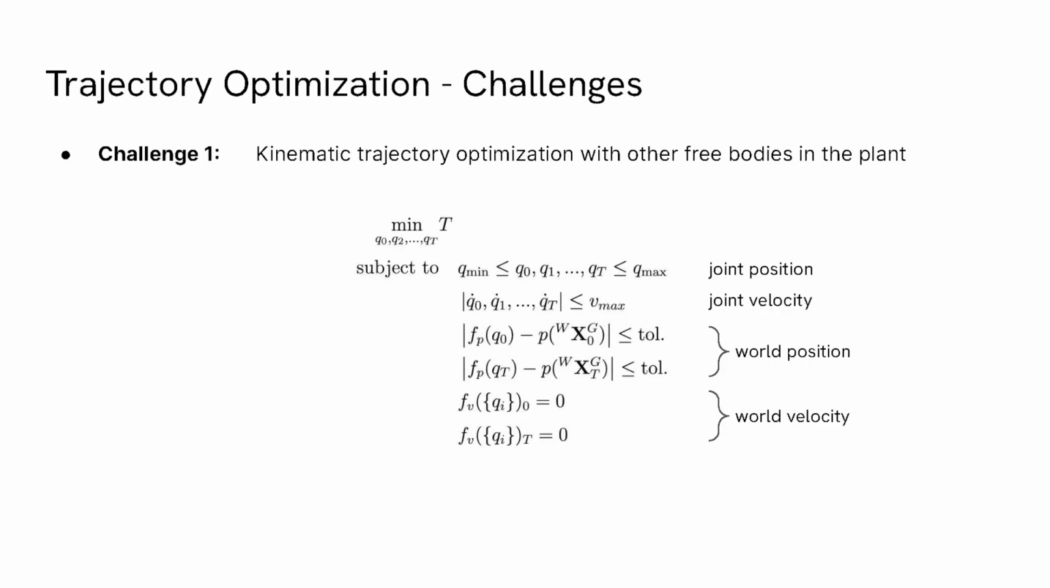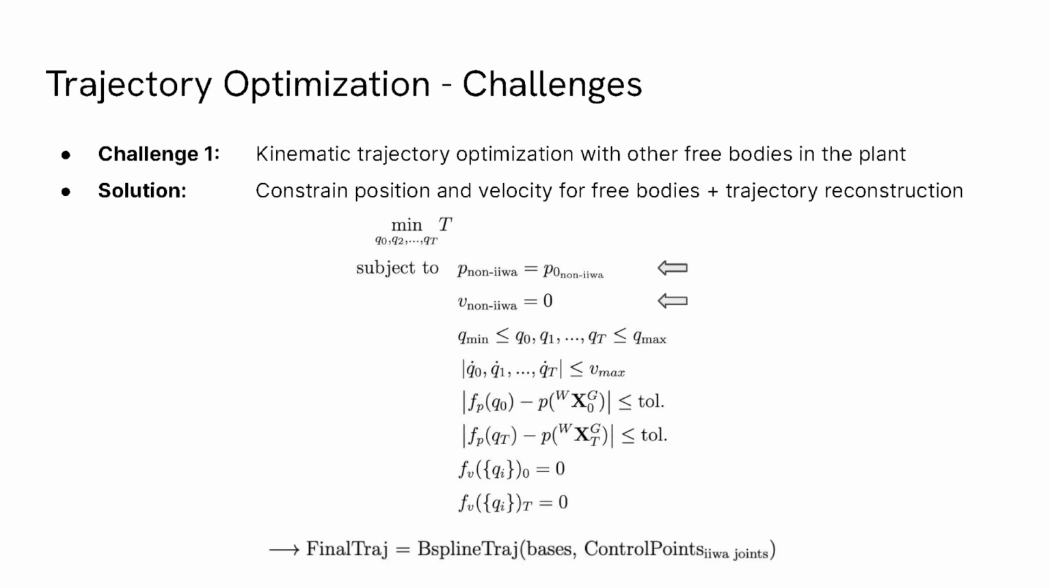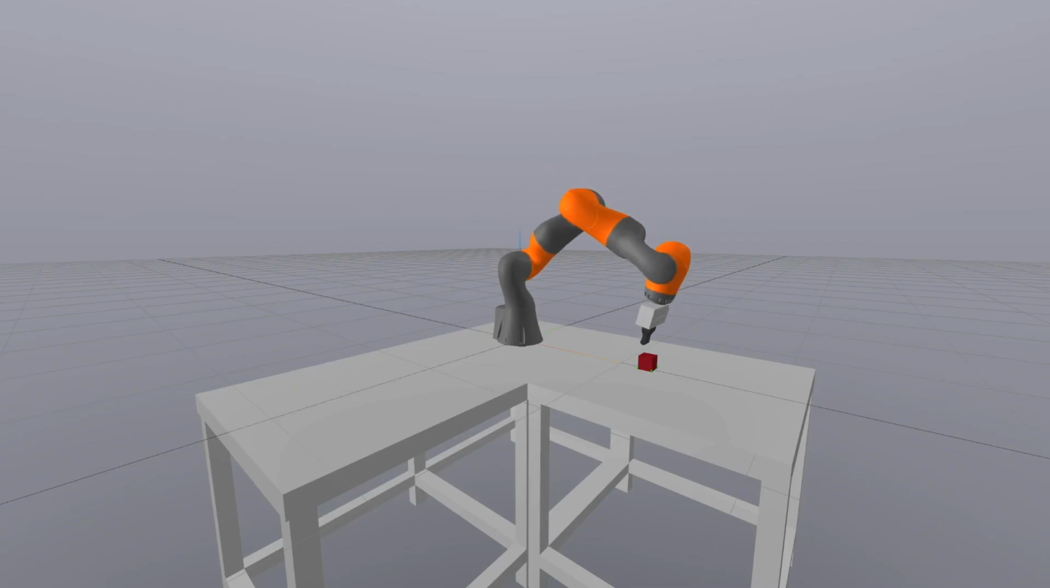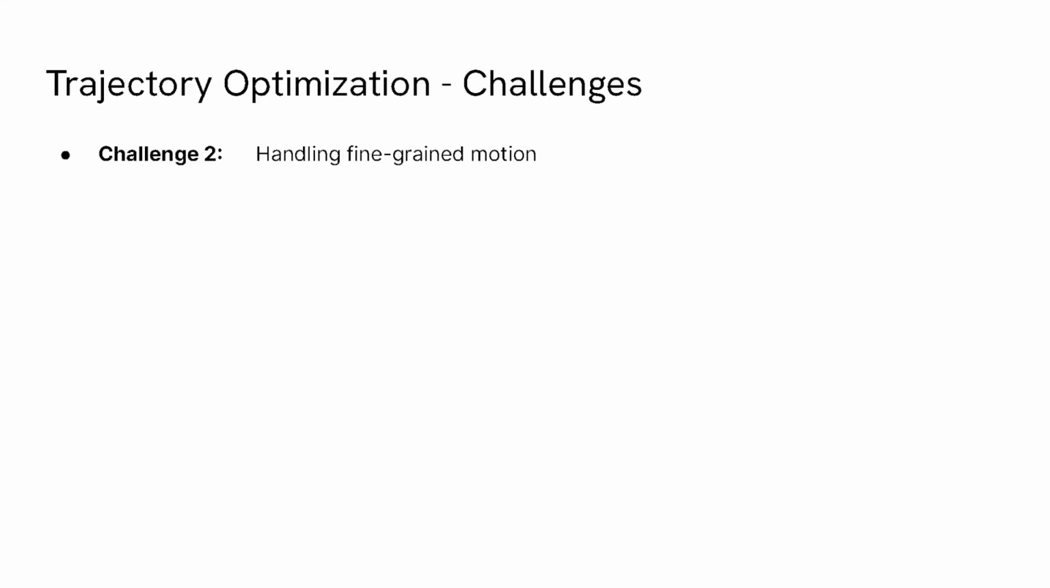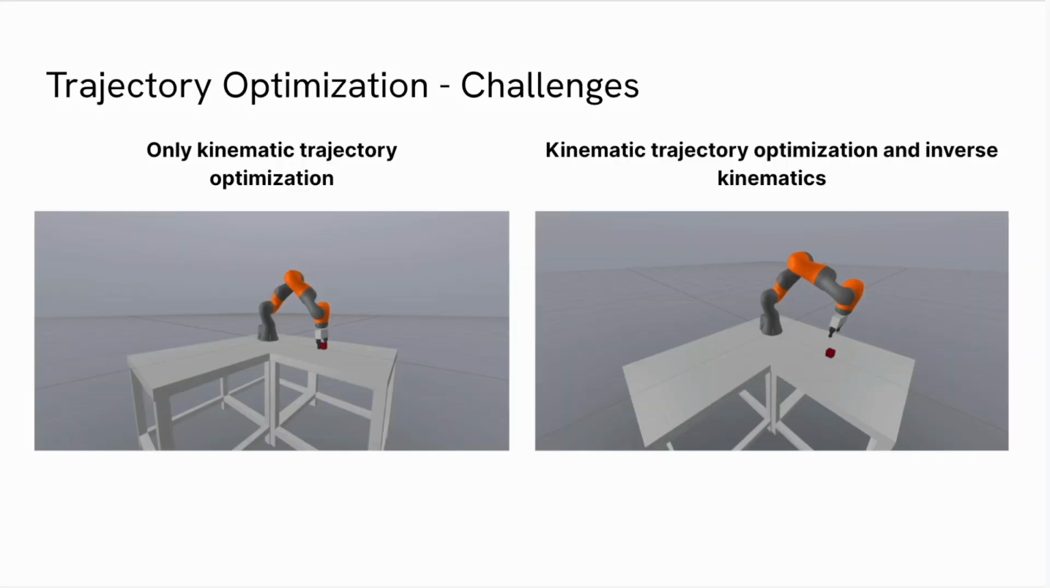The first challenge is solving for the kinematic trajectory with other free bodies in the same plan. The solution is to constrain the position and velocity for free bodies, then reconstruct the final trajectory using only IWA control points. Now we can move the gripper from point A to B. The second challenge is to handle fine-grained grasping and placing motions. The solution is to use IK to solve for both position and orientation of the gripper. The left video fails to pick up the cube using only kinematic trajectory, but the right video picks up the cube nicely with IK added.